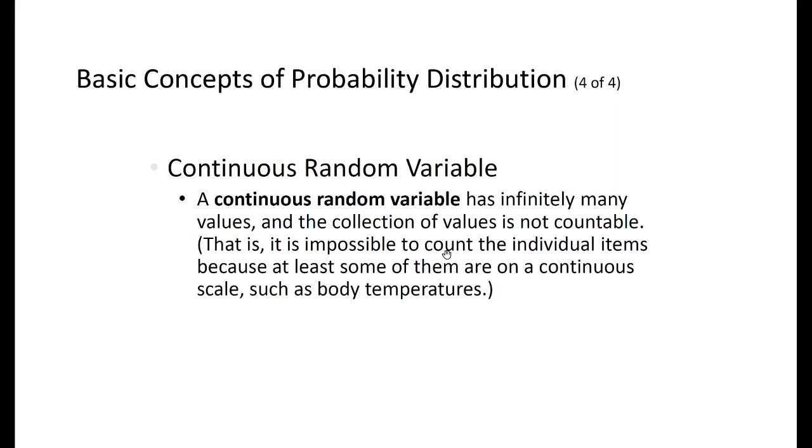There is another random variable called continuous, where the number of outcomes is infinite for sure, and you cannot count them. It has infinitely many values, and the collection of values is not countable. For example, you are trying to measure body temperature. We know that body temperature could be somewhere between 97 and 105.6, let's say. I'm just giving you one example, it's not a perfect number. So between 97 and 105 body temperature, there are infinitely many numbers. You cannot count them actually. That's why this type of variable is called a continuous random variable.